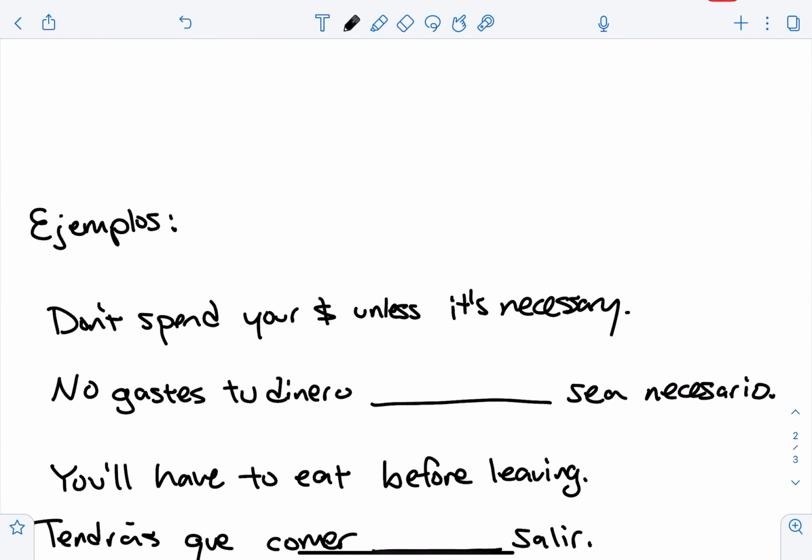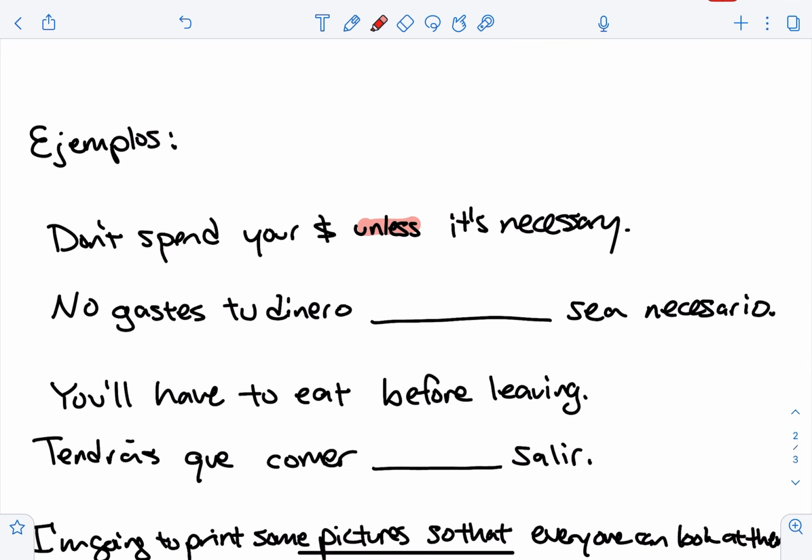Ejemplos. Don't spend your money unless it's necessary. No gastes tu dinero sea necesario. ¿Cómo se dice unless? You should have written a menos que. Make sure you write this down in both languages.